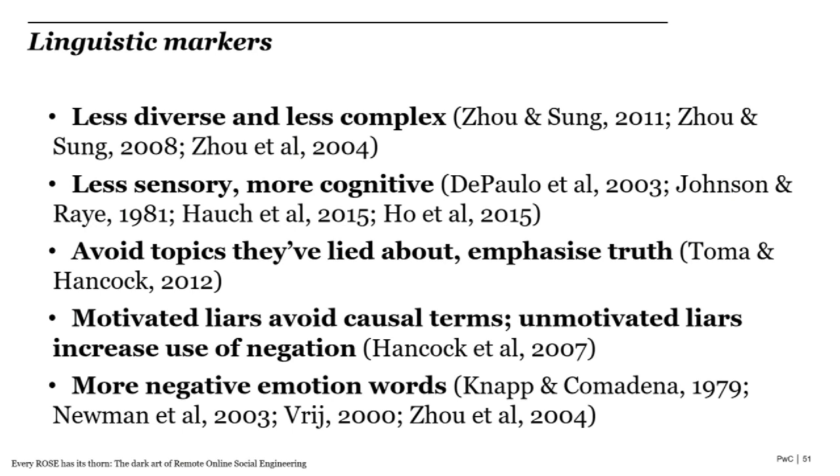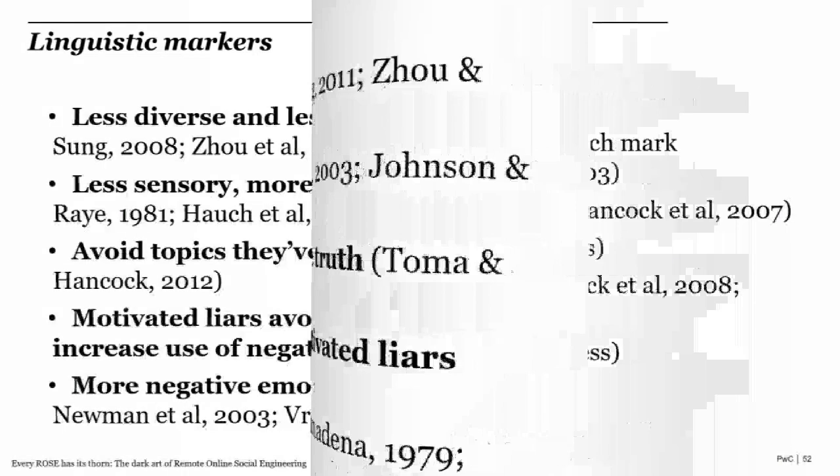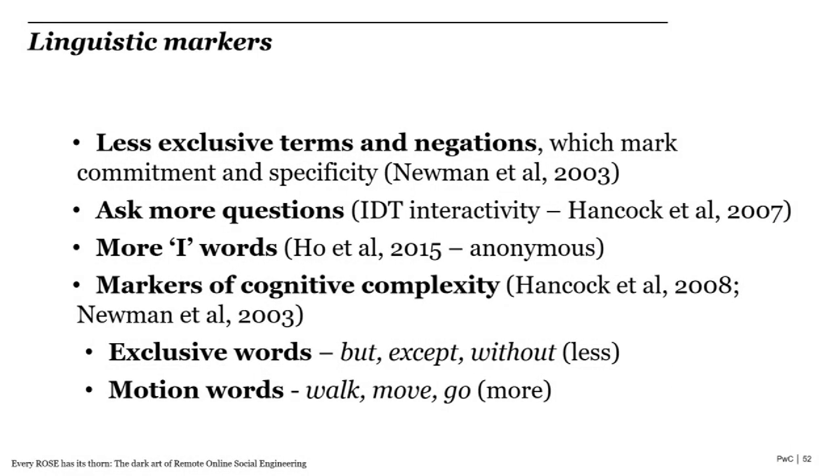There is potentially a difference between the way that motivated liars will communicate compared to unmotivated liars, and liars may use more negative emotion words as well. And then finally, liars may ask more questions, perhaps in an attempt to shift the focus from them onto the person they're trying to deceive.